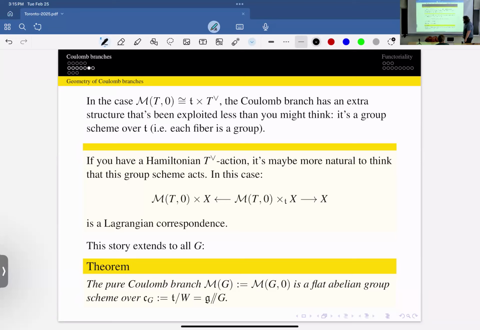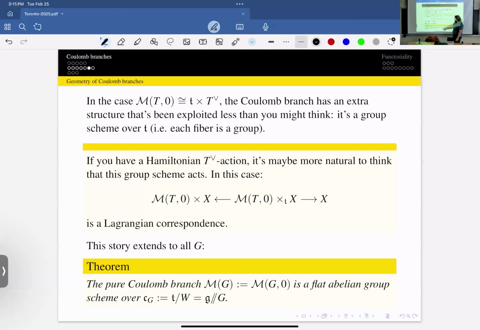And then when I do Hamiltonian reduction, what does that look like? It looks like I just replace this product with the fiber product and then push forward by modding out by the null fibration. So this becomes a Lagrangian correspondence between MT0 times X and X. So there's a version of the story that's true for all G.